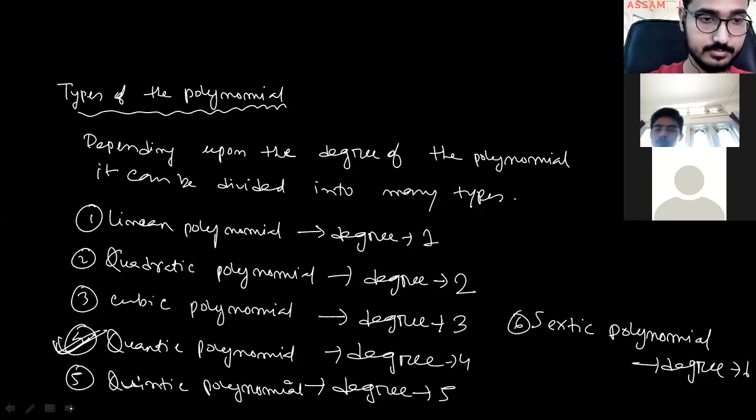Now write down one example. Suppose ax plus b, so it is known as what? Linear polynomial or quadratic polynomial? Here the degree is 1. So if the degree is 1, then it is known as a linear polynomial. Yes or no? Yes, linear polynomial.